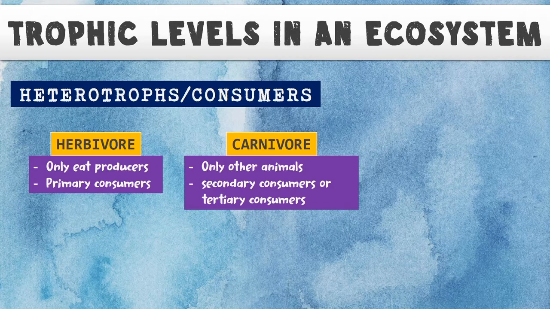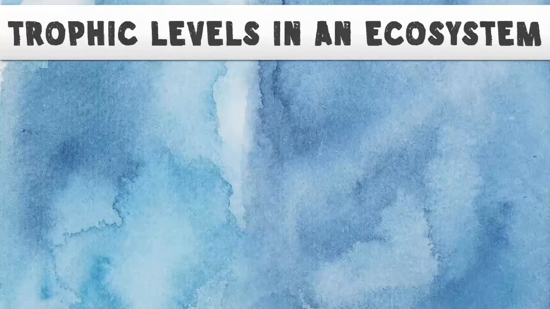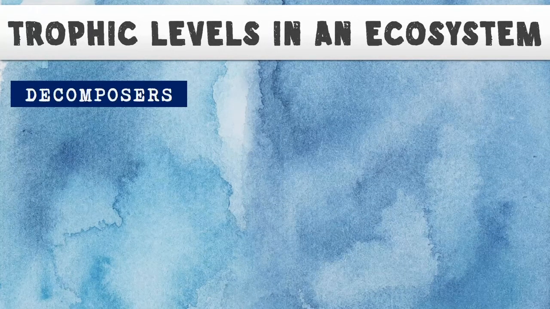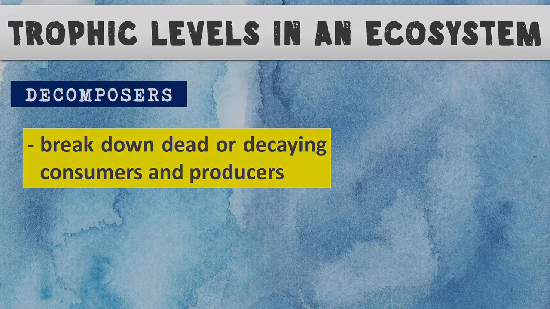And the third one is the omnivore. It eats both plants and animals. They can be primary consumers or secondary consumers depending on what they choose to eat in a particular situation. We also have decomposers. They break down dead or decaying consumers and producers via chemical reactions and use the energy released from rearranging those molecules for growth and development.